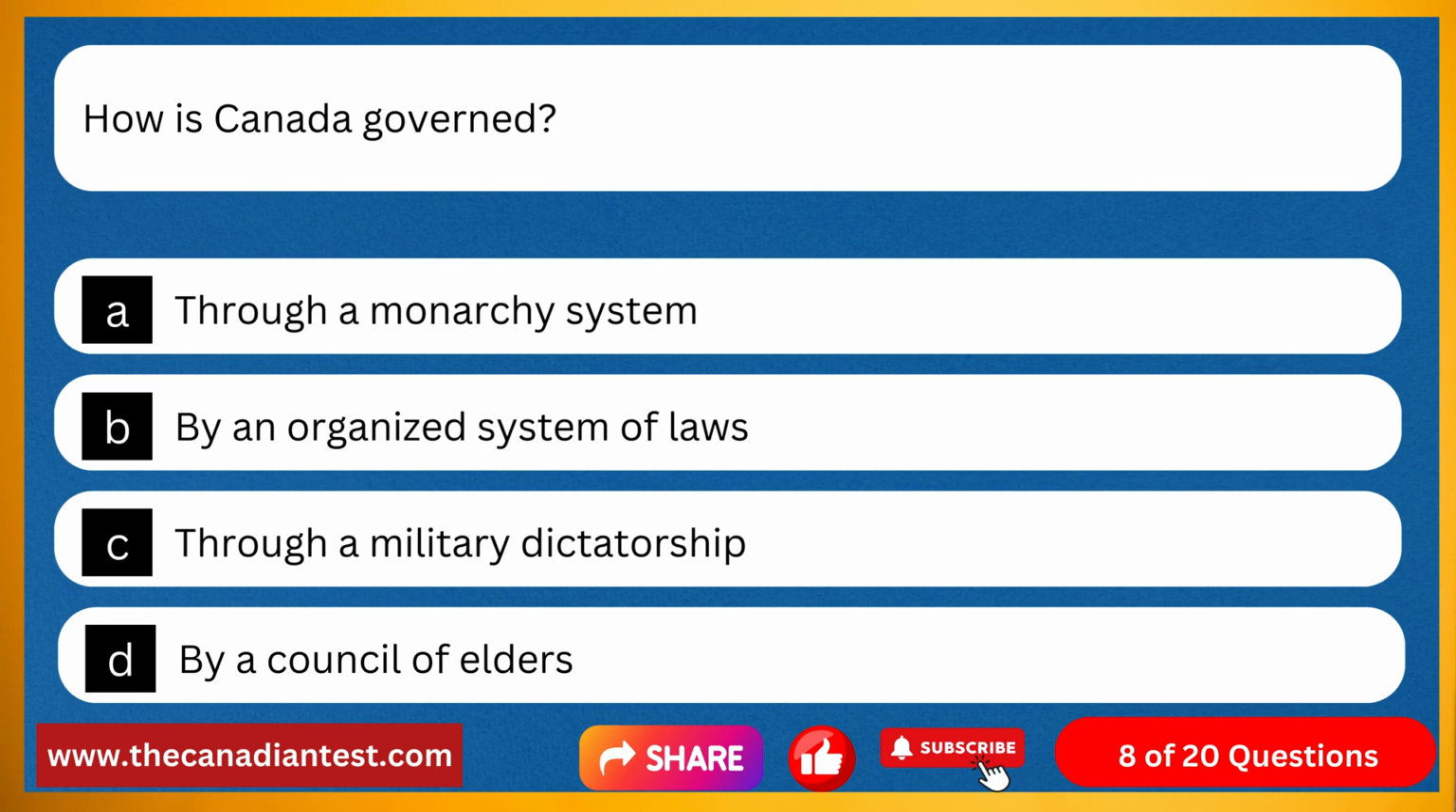Question 8. How is Canada governed? Option A, through a monarchy system. Option B, by an organized system of laws. Option C, through military dictatorship. Option D, by a council of elders.